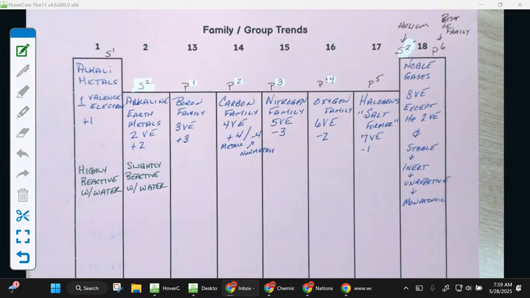So that is a clue that I do use on the test. I talk about a family that is slightly reactive with water. I talk about a family that is highly reactive with water. Highly reactive will be the alkali metals. Slightly reactive will be the alkaline earth metals. Questions?